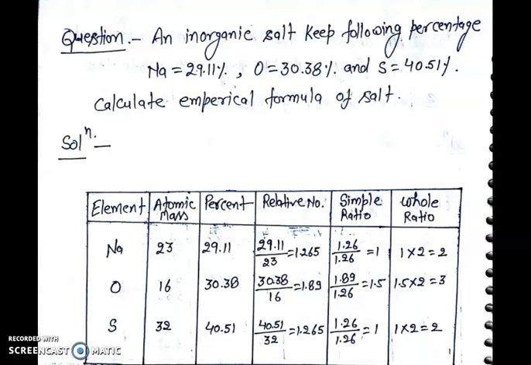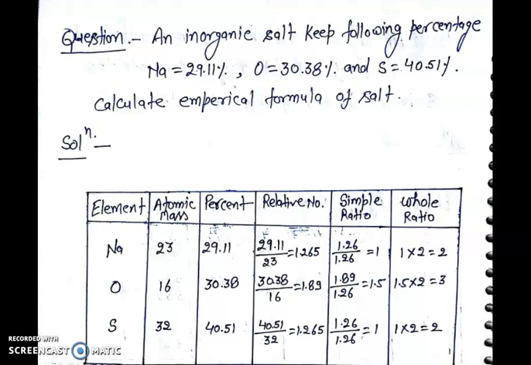The question is: an inorganic salt has the following percentage composition. Sodium is equal to 29.11%, oxygen is equal to 30.38%, and sulfur is equal to 40.51%. Calculate the empirical formula of the salt.